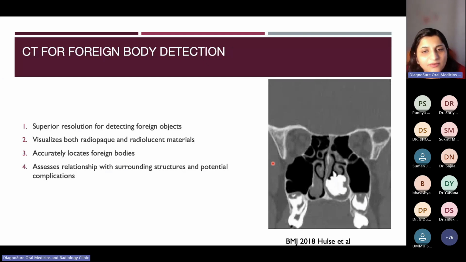For foreign body detection, again, CT has superior resolution. So we can determine whether there is any foreign object, and diagnose the pathology, why there are problems with the patient. It helps to accurately locate the foreign body objects, assessing their relationship with the surrounding structures. So once we know exactly where the foreign object is, and if there are any important structures surrounding it, we can plan the surgical removal for safer procedures and fewer complications post-operatively. See here, we can see a foreign body.